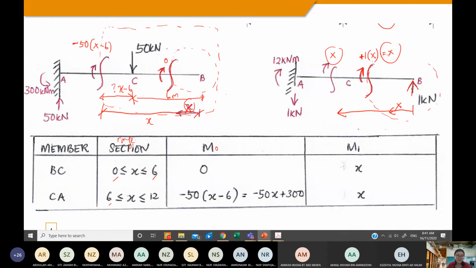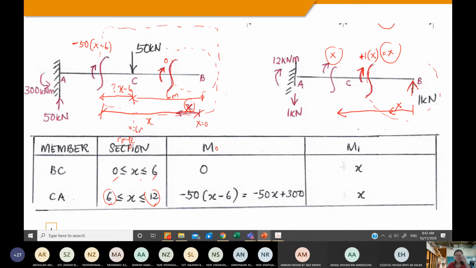Okay, and this is from 6 to 12 meter. Why is this from 6 to 12 meter? Because your x starts measuring from B, meaning that x equals 0 at B. So when you come to C, the x is already equal to 6 meter. So this is why. But if you start your x from C for this section CA, the range will be from 0 to 6.